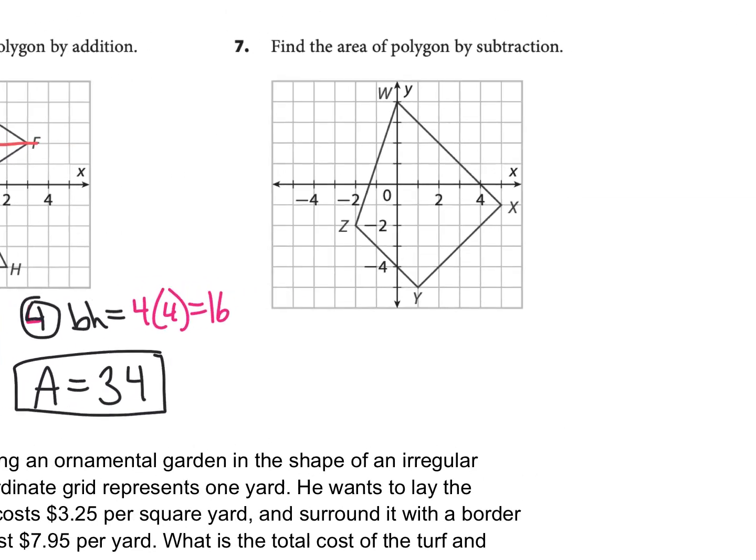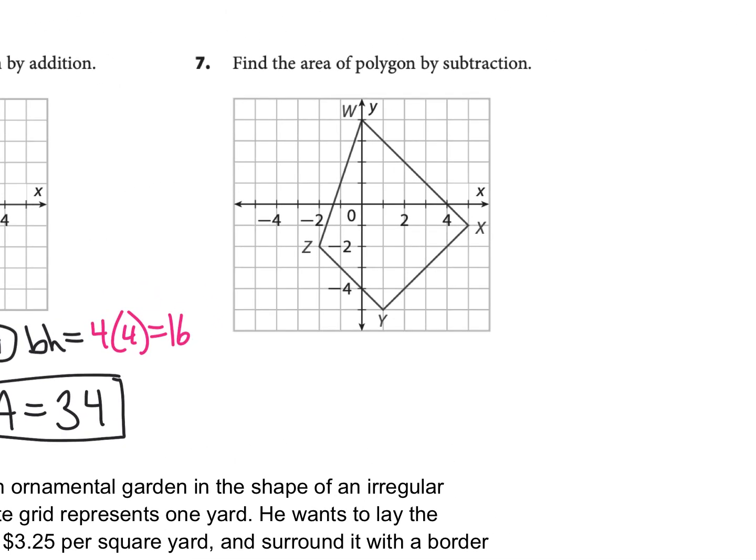So number 7, it says find the area of the polygon by subtraction. And what they mean here is you can always do it this way. You can draw yourself a big figure. Okay, the last one we added all of them up. Now this one, we're going to find the area of those 4 shapes and subtract it from the big rectangle that I drew.